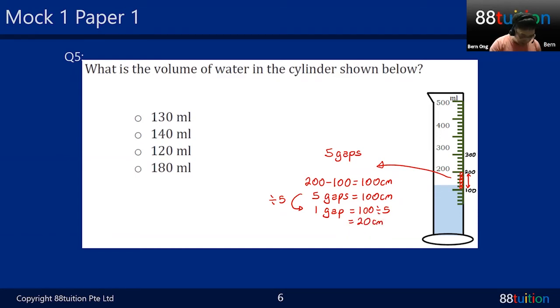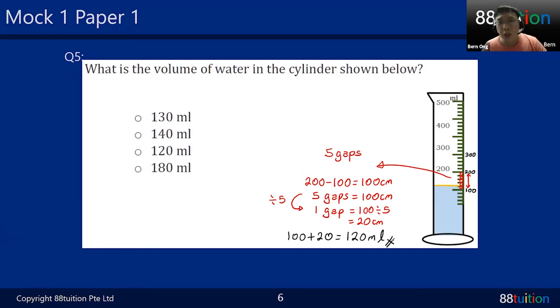The water goes up to here. All right, the water up to here. It's pointing to the first short line, which means it's 20, lah. Can you see now? So your answer will be simply 100 plus 20 to give you 120 milliliters.